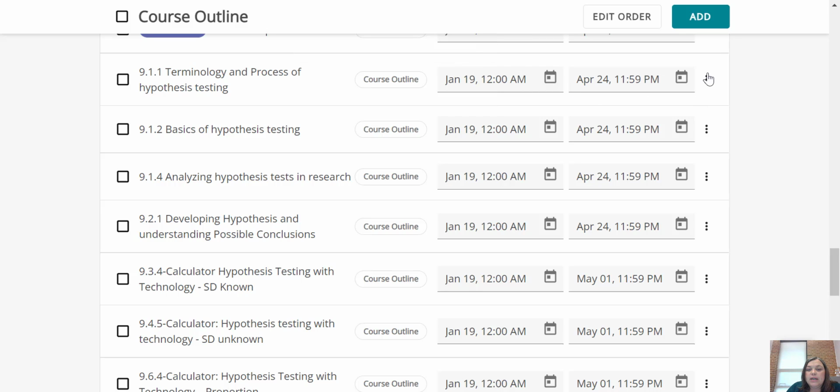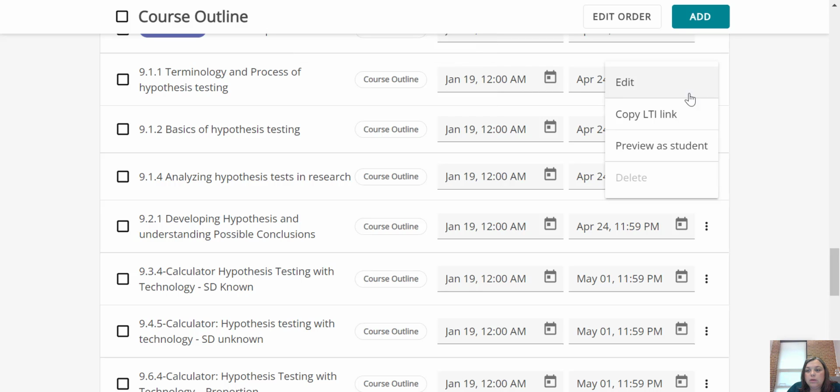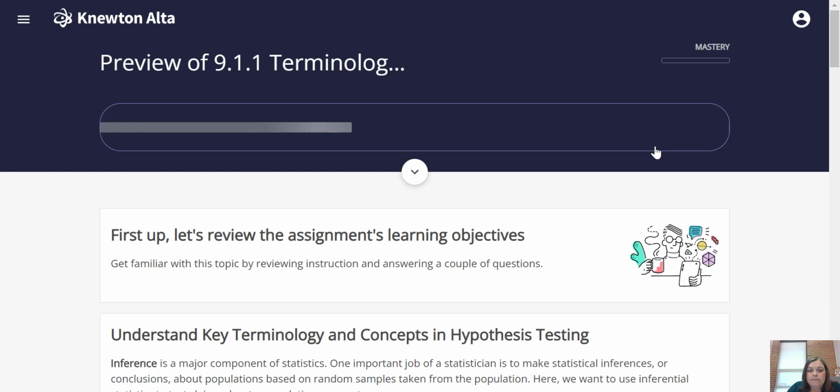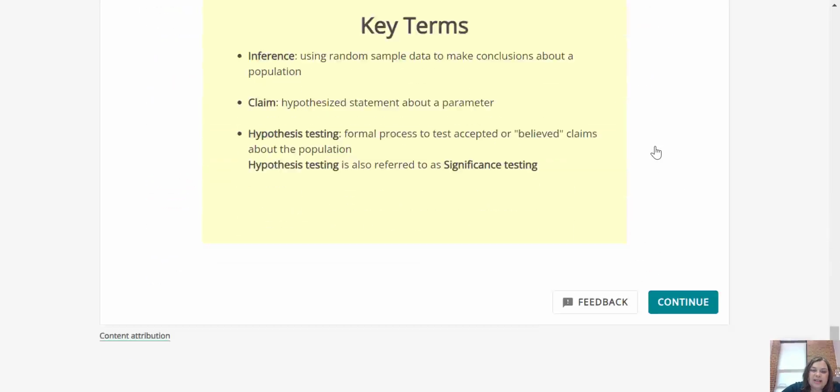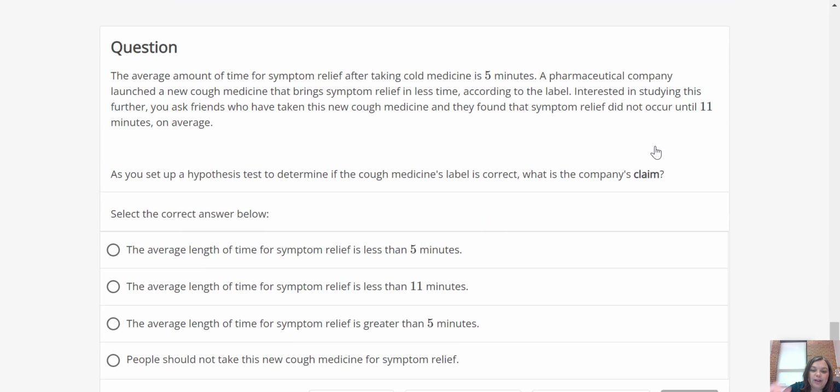But let me jump over to Knewton. And this first section, 9.1.1, preview as a student. And then as always, I always provide the extra Knewton instruction because I think that can be helpful. Hopefully you guys are finding it helpful. But this section is just talking about claims. And this particular section, I think, is going to help you as you are trying to tweak your research question. These are examples of types of questions that you would ask for hypothesis testing.